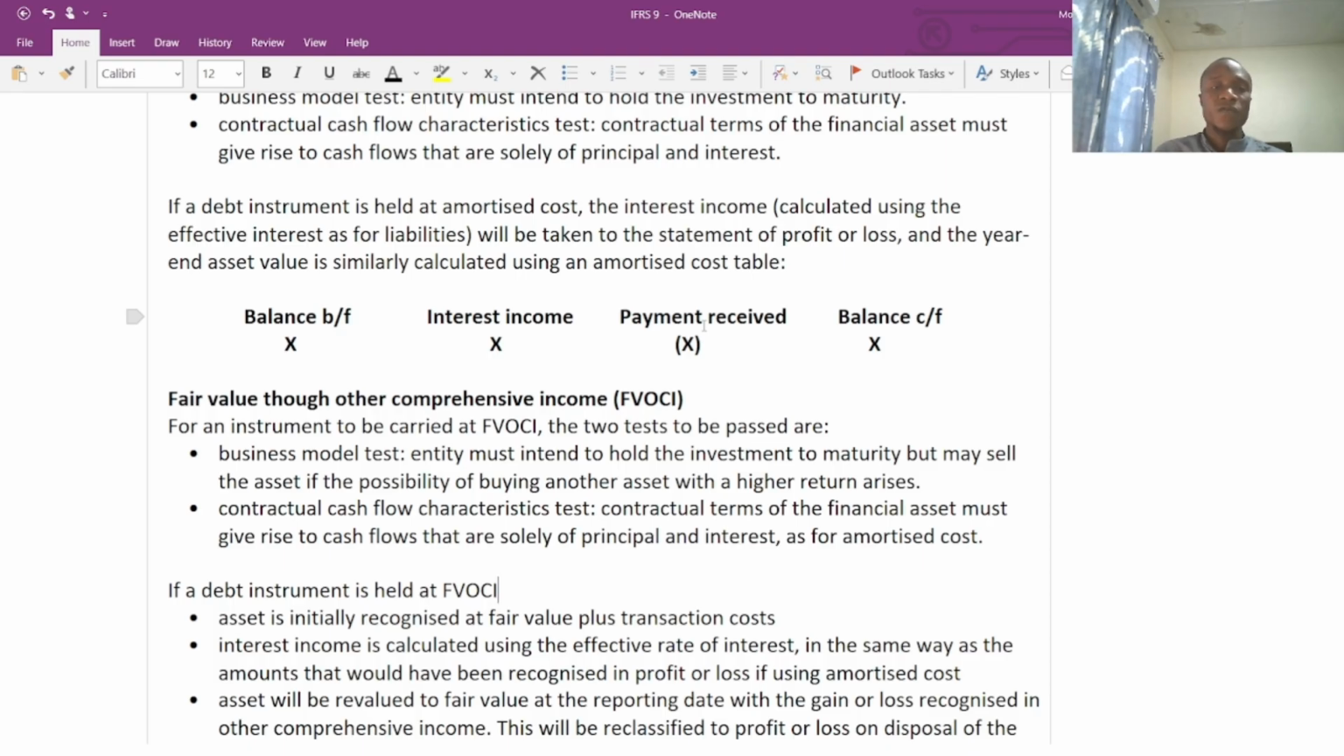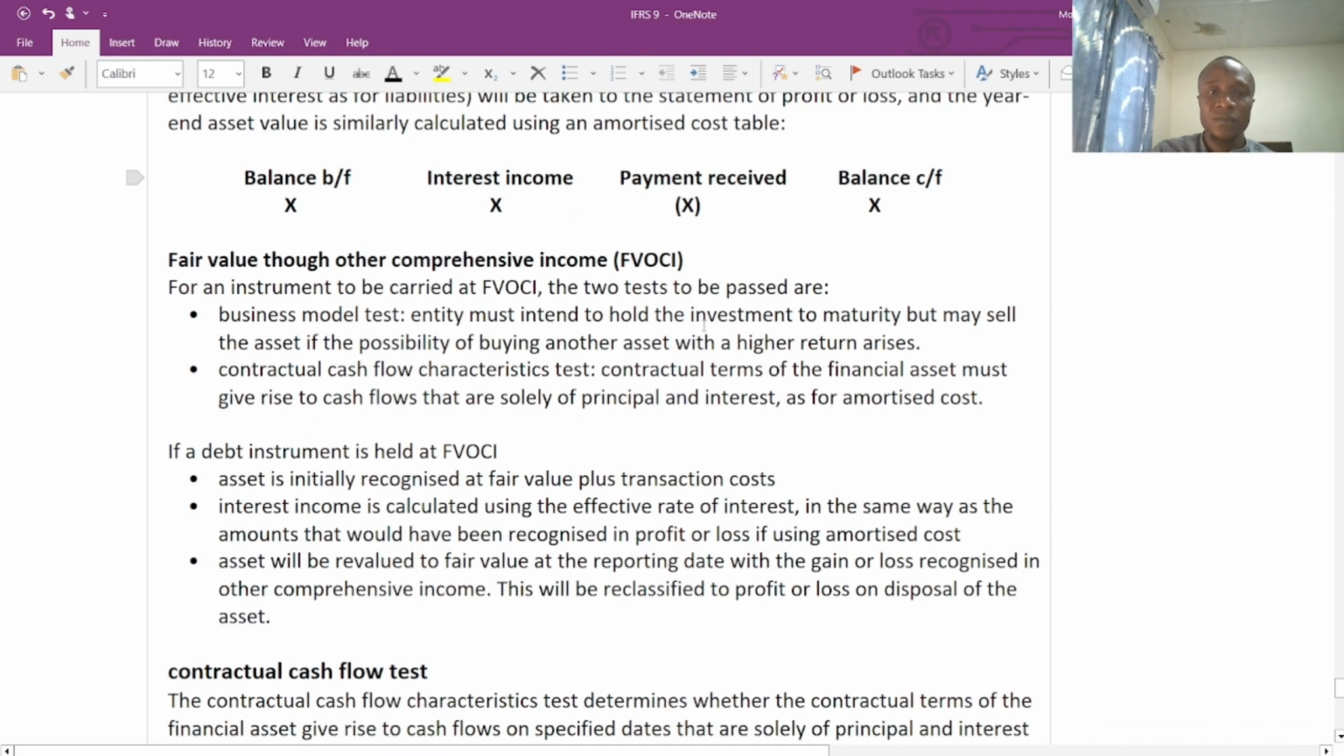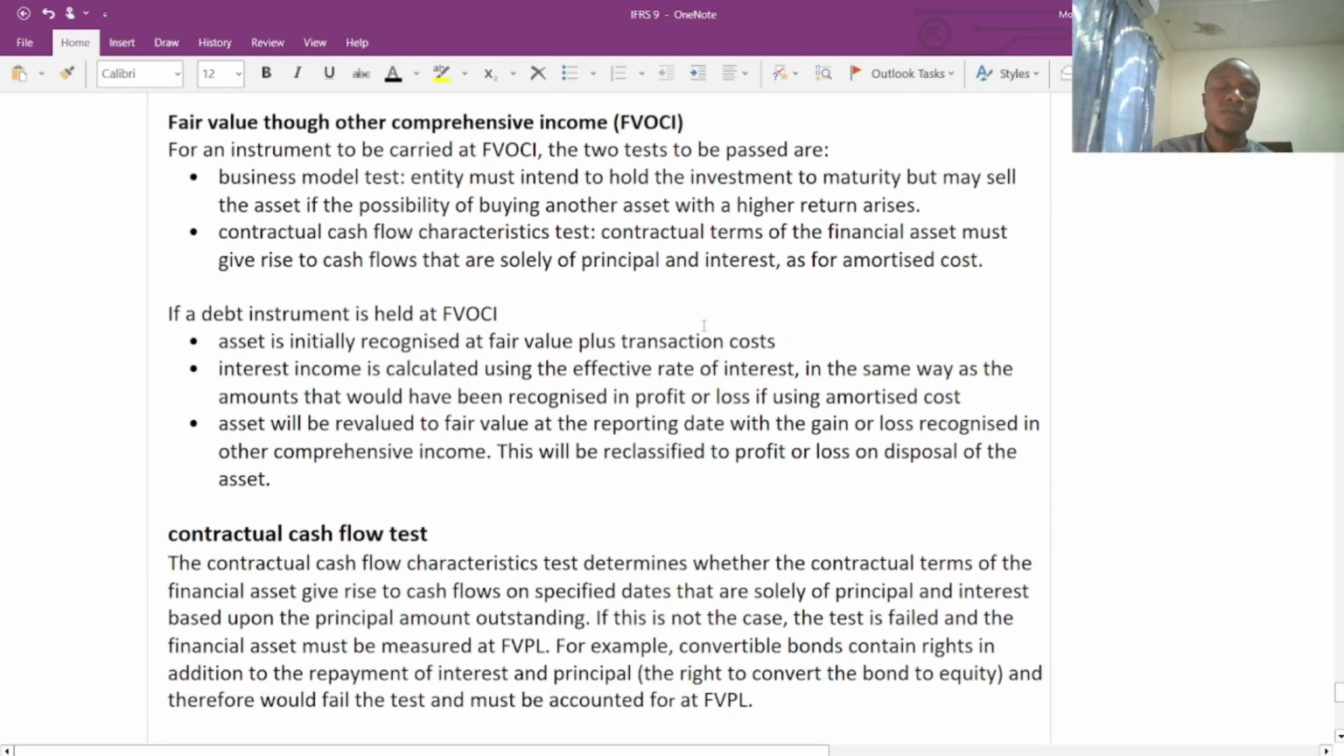So now, for the fair value through other comprehensive income, for an instrument to be carried at fair value through OCI, the two tests to be passed are the same: the business model test and the contractual cash flow test. If a debt instrument is held at fair value through OCI, very important. The asset is initially recognized at fair value plus transaction cost, nothing changed. Interest income is calculated using the effective rate, in the same way as the amount that would have been recognized in profit or loss if using amortized cost.